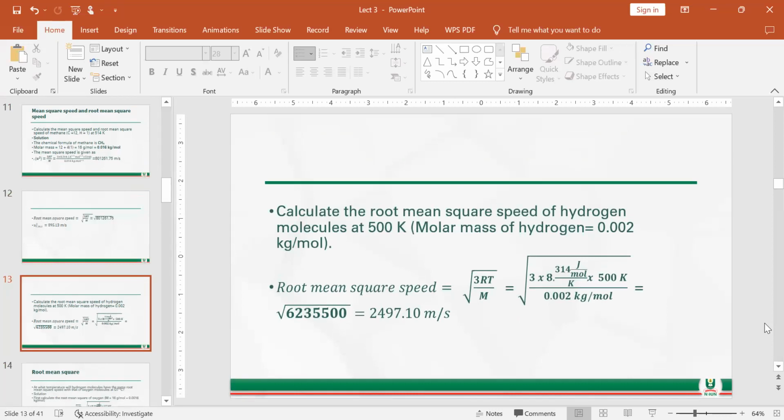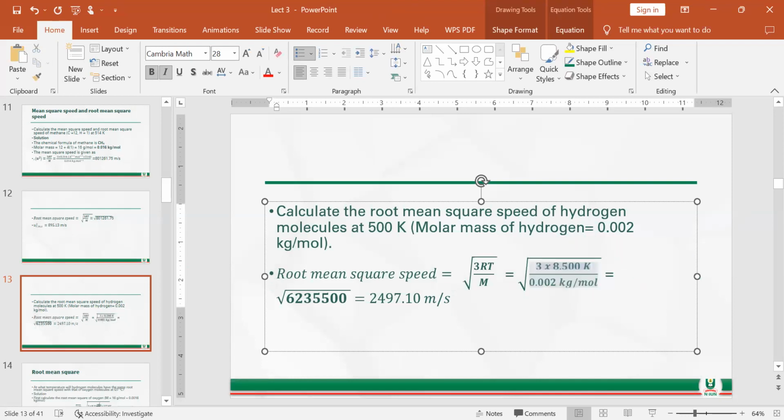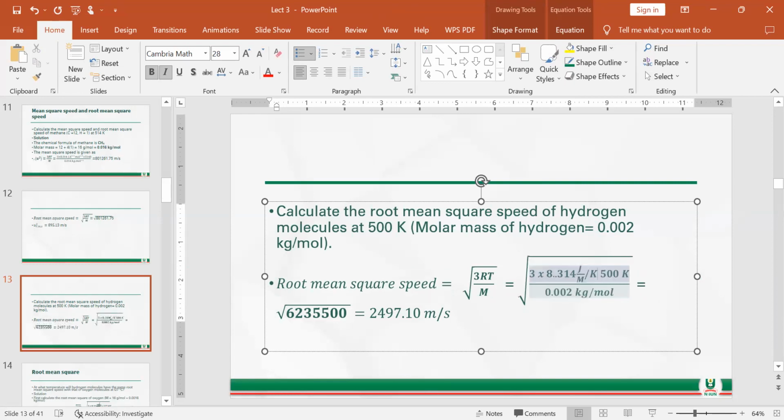So now calculate the root mean square speed of hydrogen molecule at 500 Kelvin. Molar mass of hydrogen is equal to 0.002 kilograms per mole. You take 3 times the temperature. The temperature is 500. R is a gas constant, 8.314 joules per mole per Kelvin. So now this is the value of the mean square speed. The root mean square speed will be the square root of the mean square speed. So the square root is now giving you the root mean square speed. So that is the answer for that one.